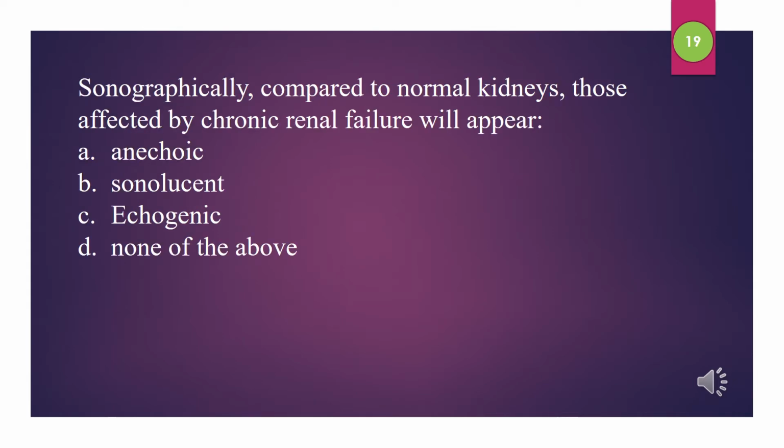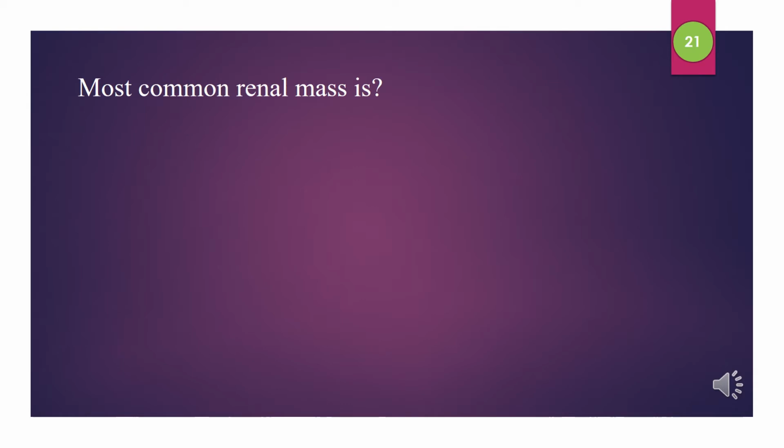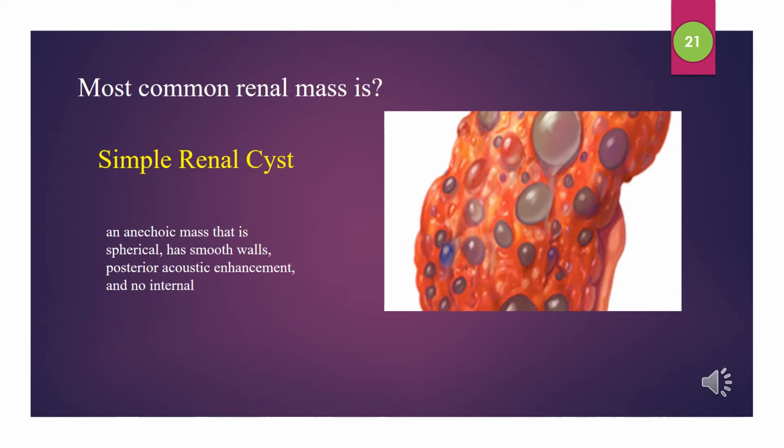Sonographically, compared to normal kidneys, those affected by chronic renal failure will appear A. Anechoic. B. Sonolucent. C. Echogenic. D. None of the above. The answer is C. Echogenic. An inflammation of the kidney or kidneys is called acute pyelonephritis. The most common renal mass is simple renal cyst.